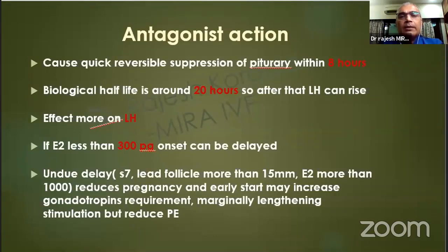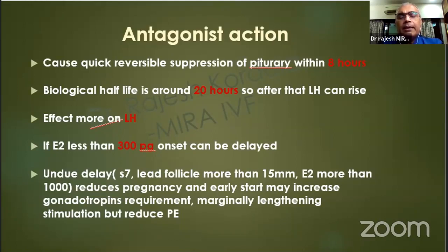What is the criteria to start the antagonist? If the E2 is less than 300 picogram, the onset can be delayed, but not by undue delay. So what is the ideal day of starting the antagonist? Stimulation day 7, lead follicle more than 15 millimeter, E2 more than 1000. That is called undue delay. What is the ideal? Stimulation day 7, lead follicle 14 millimeter, and E2 around 400 picogram. It is the ideal time to start the antagonist.